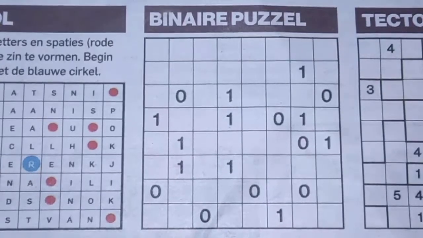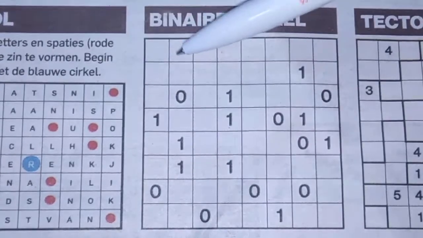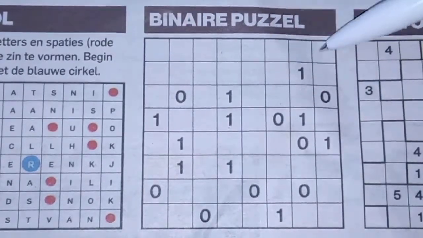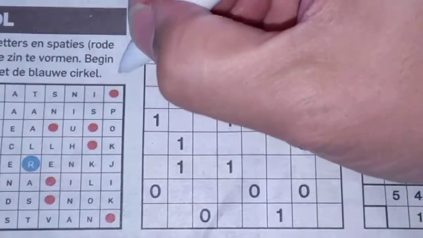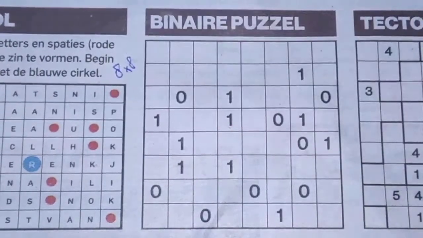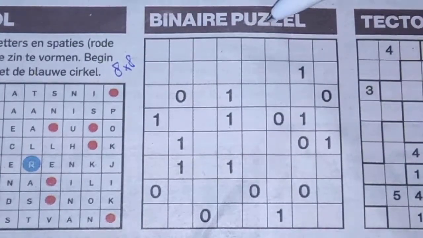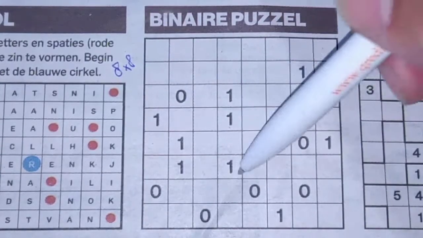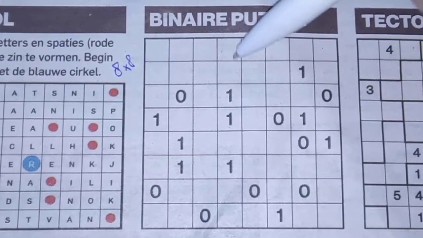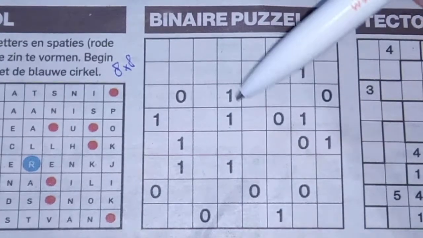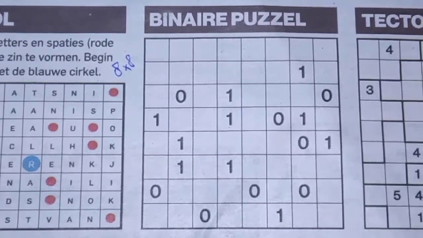The fifth Sudoku. Let me count: 1, 2, 3, 4, 5, 6, 7, 8. It's an 8 by 8 binary puzzle. That means in a row or in a column there are always 4 ones and 4 zeros. Alright, so let's get started.